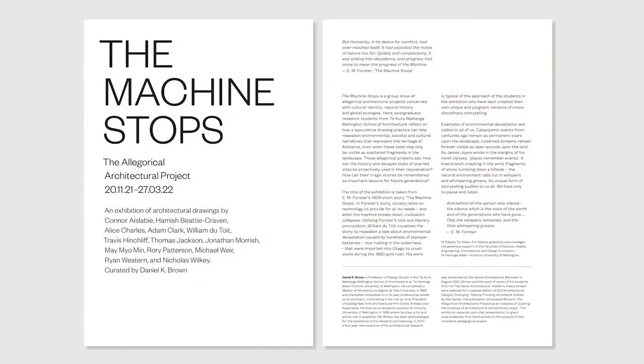All of the drawings in this exhibition, in fact, are generated from literary texts that present analogous tales. The title of the exhibition is taken from Ian Forrester's 1909 short story called The Machine Stops. In Forrester's story, society relies on technology to provide for all its needs. But when the machine breaks down, civilization collapses. This overarching theme is represented in unique ways by each of the 12 speculative architectural designers showcased in this exhibition.